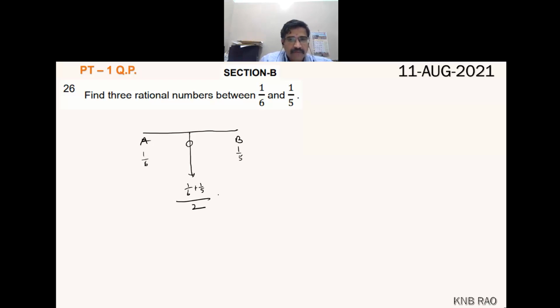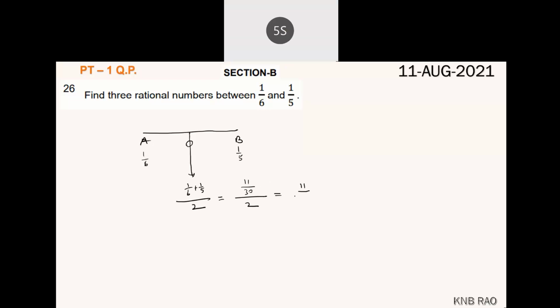So if you find 1 by 6 plus 1 by 5, it is 11 by 30. Am I right? 11 by 30? Sir, 11 by 60, upon 2. Yet I have not done that. Is 1 by 5 plus 1 by 6 is 11 by 30 only now? Yes, sir, it's correct. Finally, 11 by 60 will come, sir. 30 comes down and it becomes 11 by 60. So this O is 11 by 60.